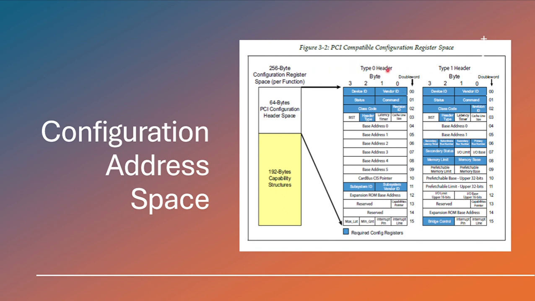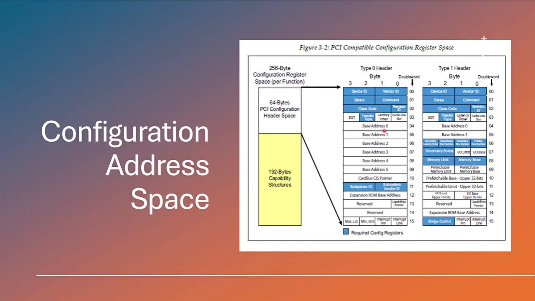There are two types of header space: type 0 and type 1. Type 0 indicates endpoints. Type 1 indicates bridges, switches, and root ports. Here you can see these colored boxes, which are all read-only registers.